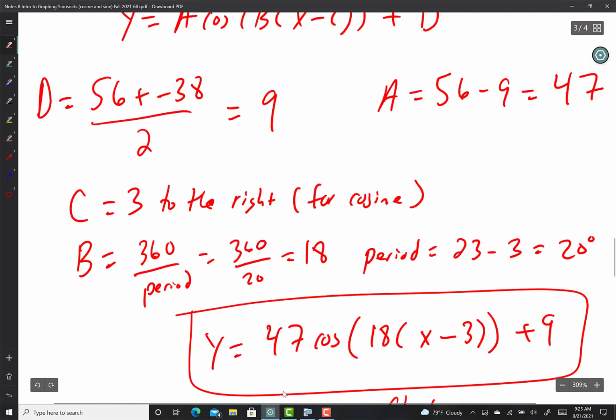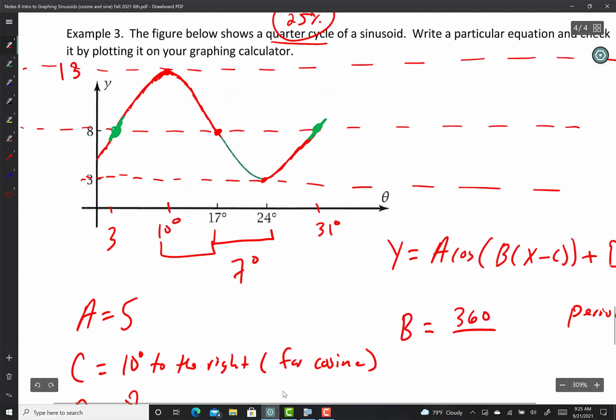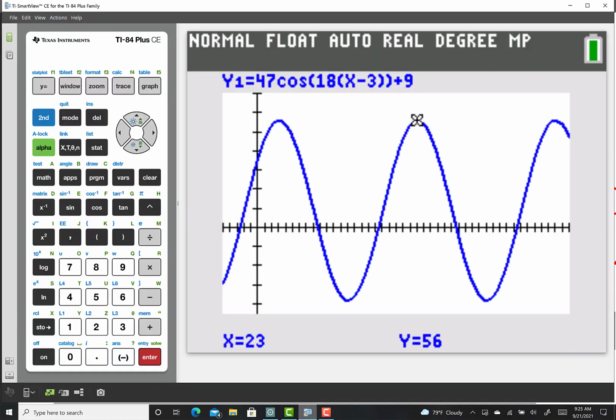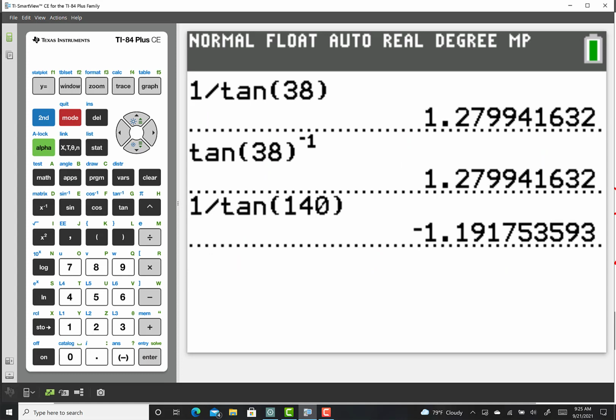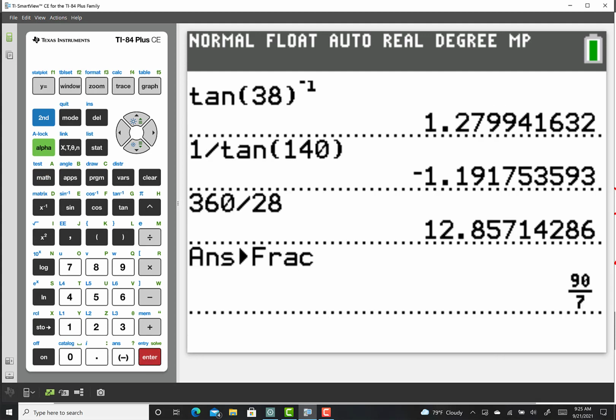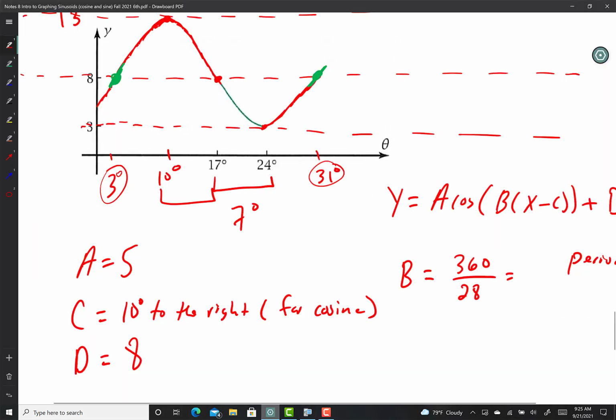You could also have done this, guys, from the green to the green. Notice point of inflection there. So 3 degrees, point of inflection going up. 31 degrees, there's one complete cycle. 31 minus 3 is also 28 degrees. Cool? All right, 360 divided by 28. I do not think that reduces. Let's see. 360 divided by 28. Enter, math, fraction, enter. Nope. Leave it as 90 over 7.